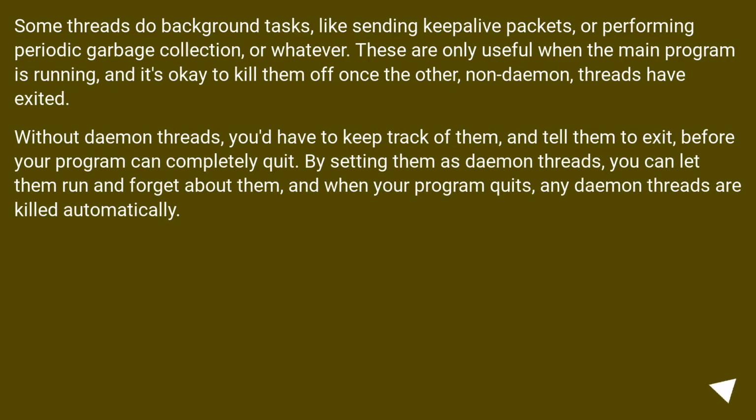Some threads do background tasks, like sending keep-alive packets, or performing periodic garbage collection, or whatever. These are only useful when the main program is running, and it's okay to kill them off once the other, non-daemon, threads have exited. Without daemon threads, you'd have to keep track of them, and tell them to exit, before your program can completely quit. By setting them as daemon threads, you can let them run and forget about them, and when your program quits, any daemon threads are killed automatically.